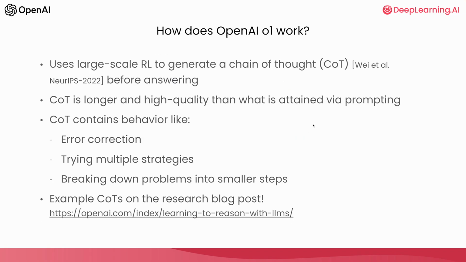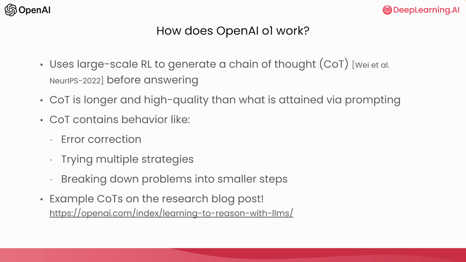So how does the O1 model actually work? The key factor is that it uses large-scale reinforcement learning to generate a chain of thought before answering. This chain of thought it produces is longer and higher quality than what you can typically attain via prompting alone. It also contains behavior like error correction or trying multiple strategies and selecting the best one, or naturally breaking down problems into smaller steps.